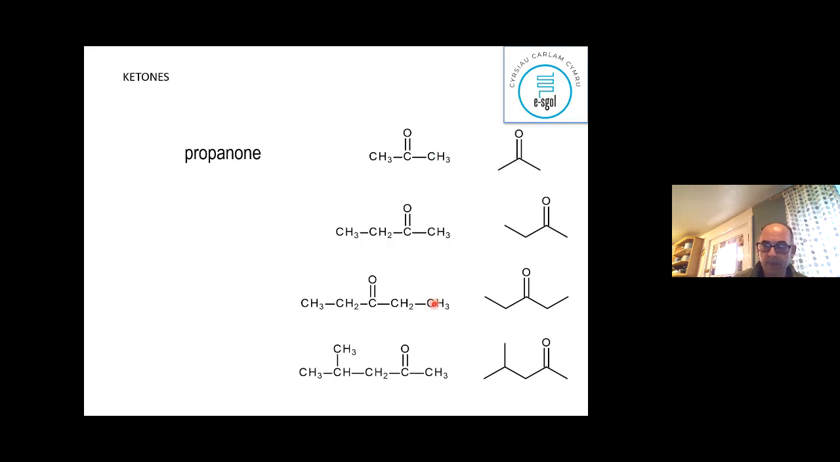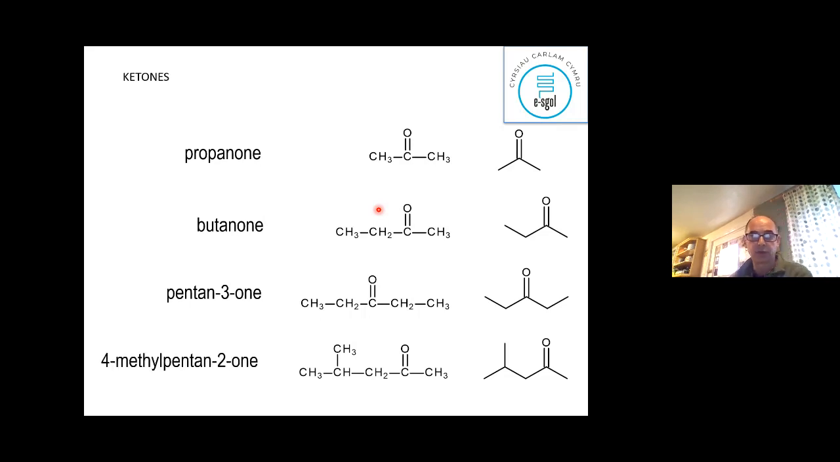Ketones: here we've got the carbonyl group in the middle of the molecule, and the carbon has got R groups either side. So we've got propanone, butanone, pentan-3-one, and 4-methylpentan-2-one.